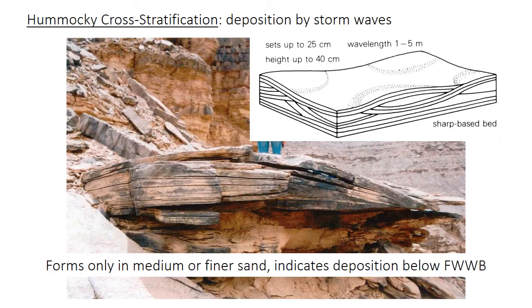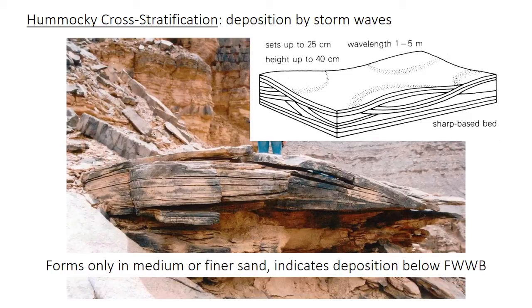If we move above storm wave base, we start to see some higher energy features. And energy levels are intermittently higher during these storm events, and these long wavelength storm waves generate a distinctive sedimentary structure, at least in fine or medium sand, called Hummocky Cross Stratification, often abbreviated as HCS.